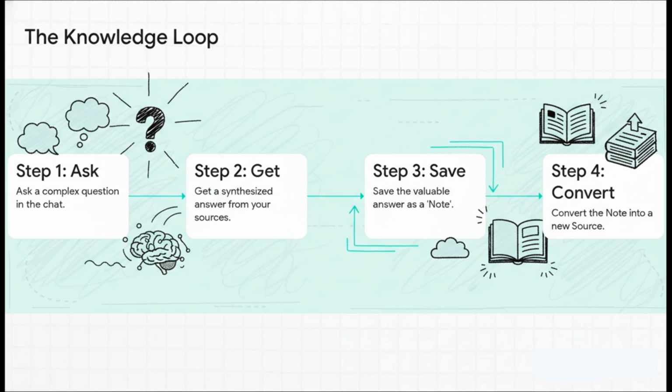So check out this knowledge loop. It's a simple 4-step process. 1, you ask a complex question. 2, you get a great synthesized answer from your sources. 3, you save that valuable answer as a note. But here's the absolute game changer. Step 4, you can convert that note into a brand new source. Think about what that means. Your own synthesized insights now become part of the knowledge base that the AI learns from. It's a constant feedback loop.